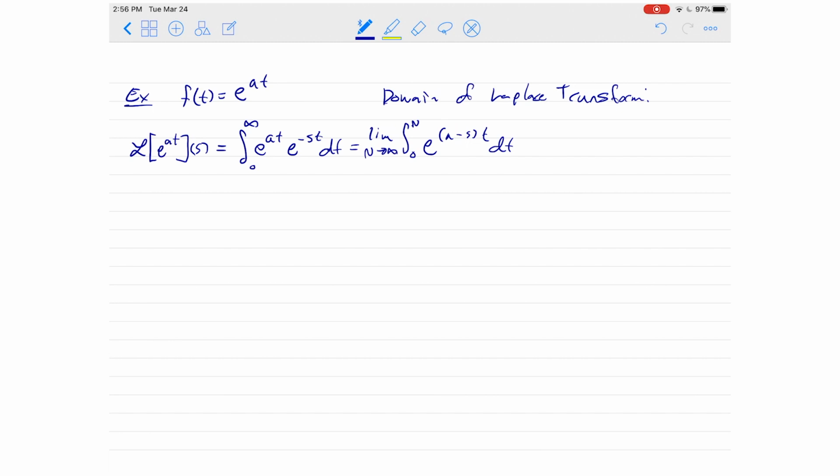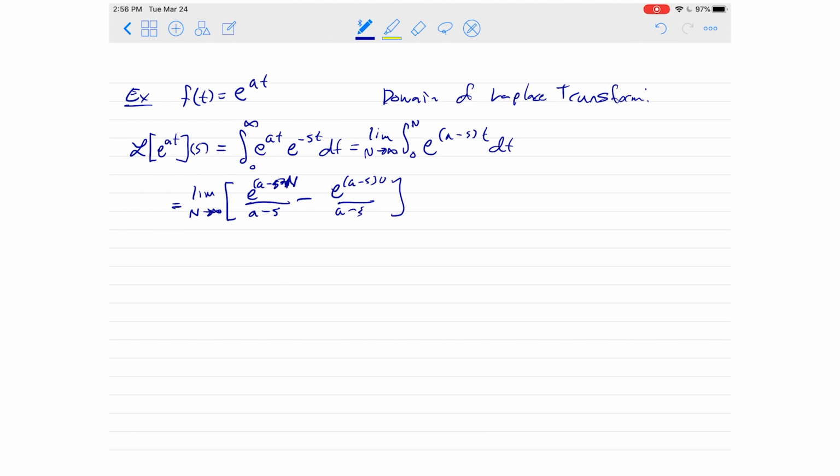Okay, now just go ahead and do the integral. Pretty much the same thing we had before. So it's the limit as n goes to infinity of this guy. So we have e to the a minus s t divided by a minus s, minus e to the a minus s at 0 divided by a minus s, and that was a t over there. That's supposed to be capital N, so I'll replace that.